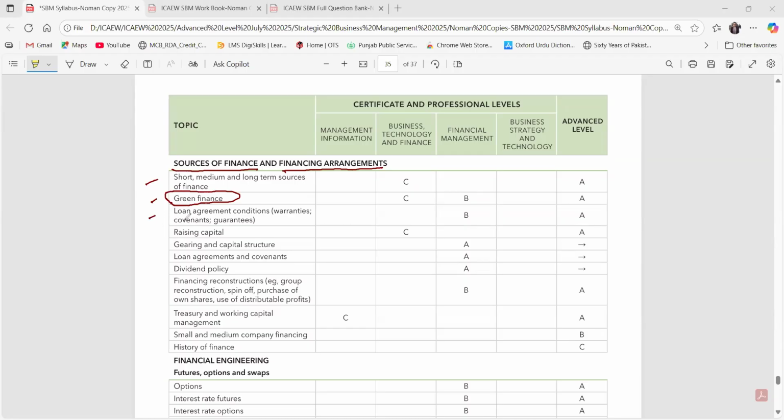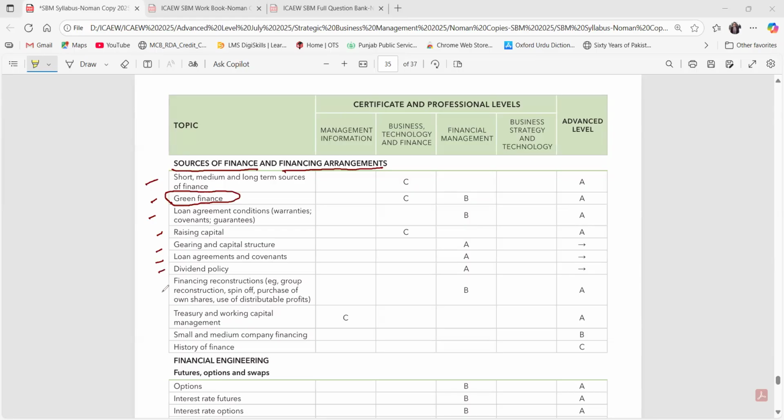Then we talk about loan agreement conditions. What is a loan? What are the different conditions of a loan? Warranties, covenants, guarantees. Difference between warranty and guarantee. There is a huge difference between warranty and guarantee. How you can raise your capital. What about gearing and capital structure? What about loan agreements, covenants, basically?